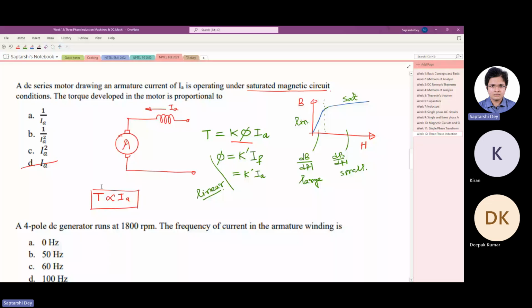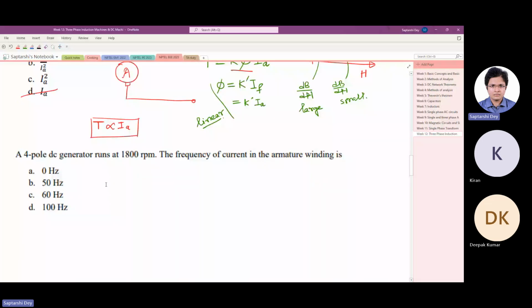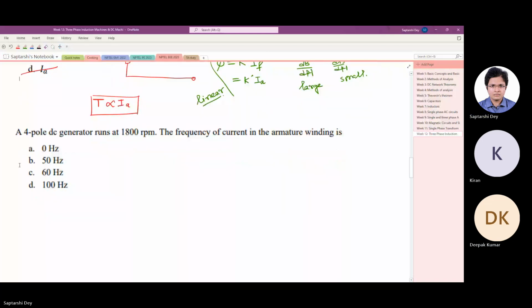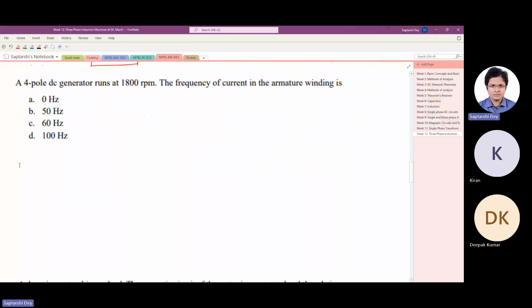Deepak, do you have any doubt in the lectures of this week or previous weeks? Could you go through the induction motor lectures? Yes, sir. I attended 3 out of 4 induction motor lectures. Okay, that's good. Do you have any doubt in those lectures or anywhere?